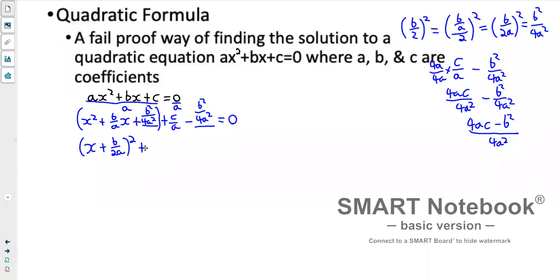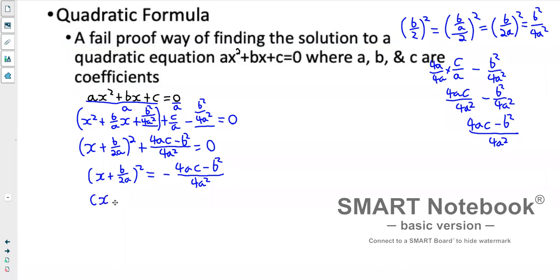So we have plus 4ac minus b squared over 4a squared equals 0. Next step will be to move this to the other side. So that will give us (x plus b over 2a) squared is equal to negative 4ac minus b squared over 4a squared. Next is to take the square root, but we can't take the square root with that negative in front, so we'll transfer the negative into these and reorder them.